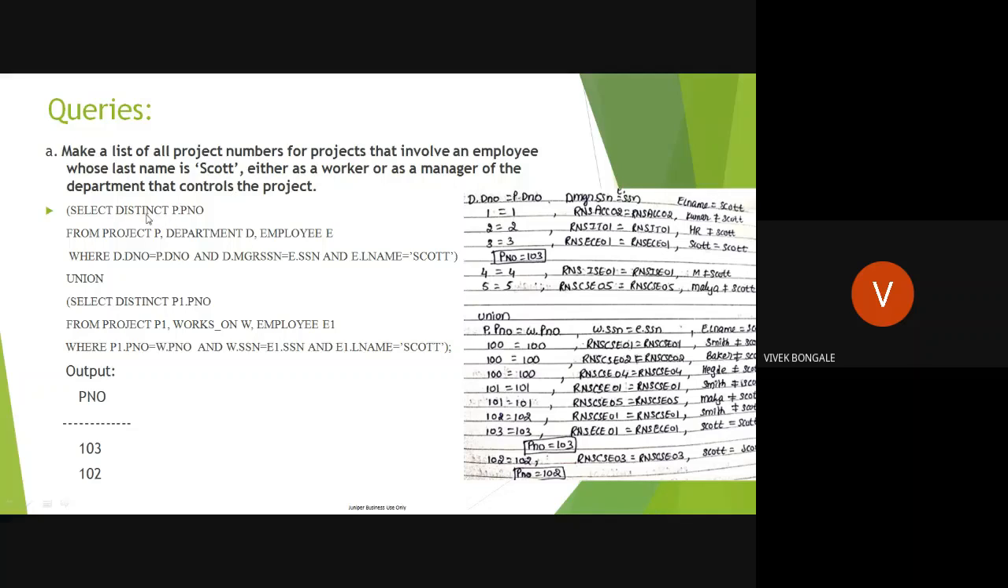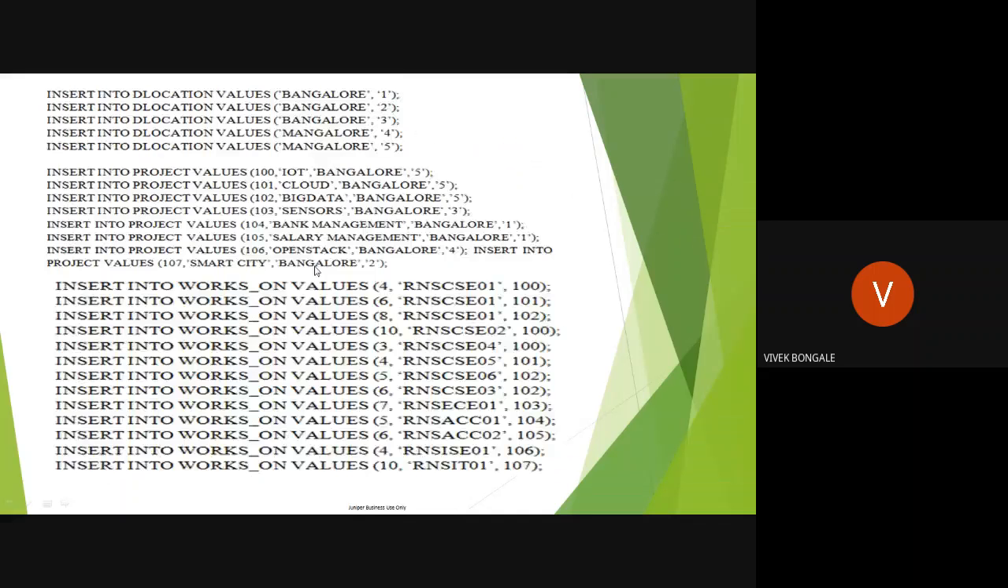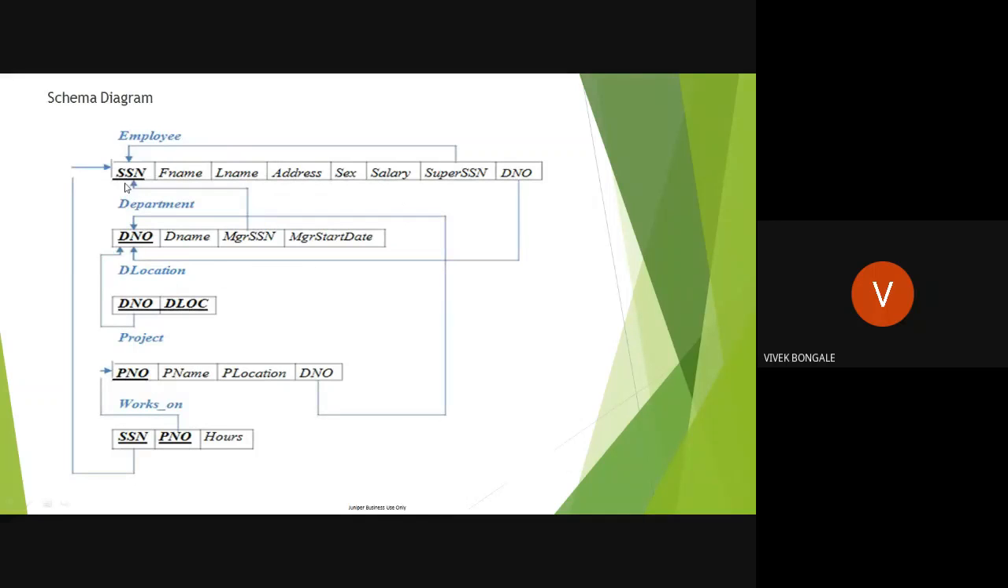So select distinct P dot project number from project, department, employee, correct? From these three. Next, I am going to get the value, so where D dot department number equal to P dot department number. Why? I'm going to compare these two in order to retrieve the project number. When these conditions are satisfied, when this and this are equal and last name is Scott, then the department number is checked, and the department is here, right? From this and this, I'm going to take the project number.